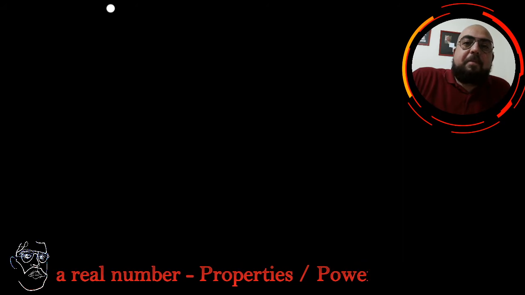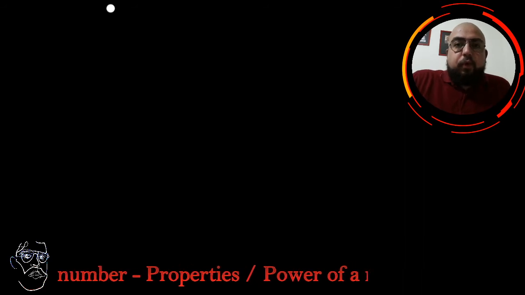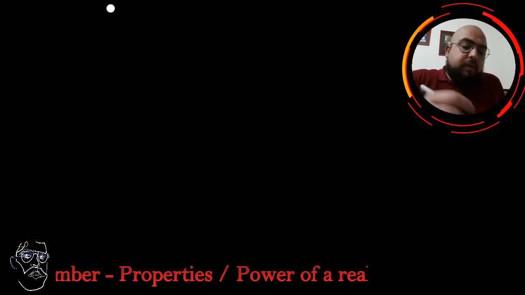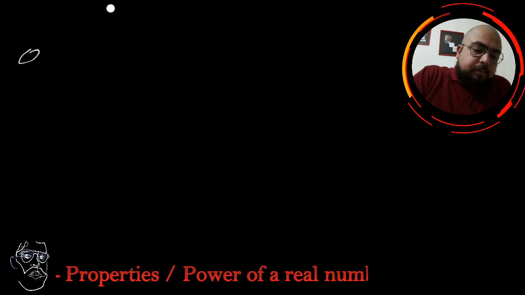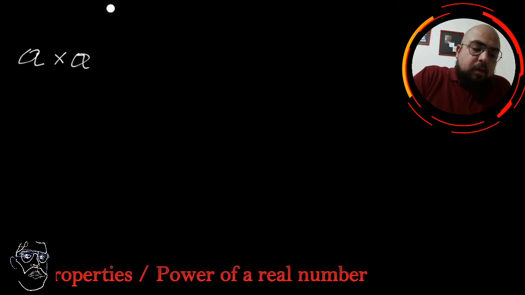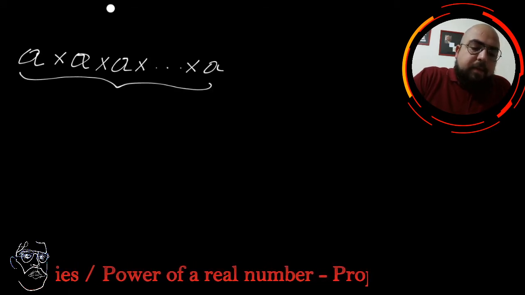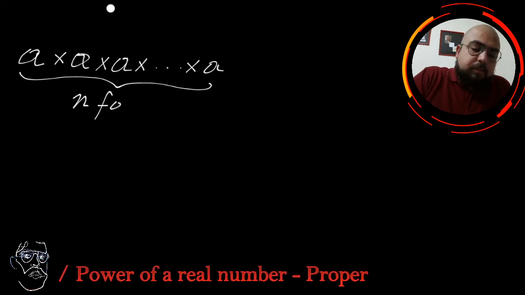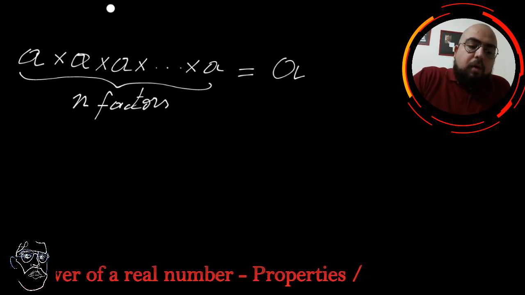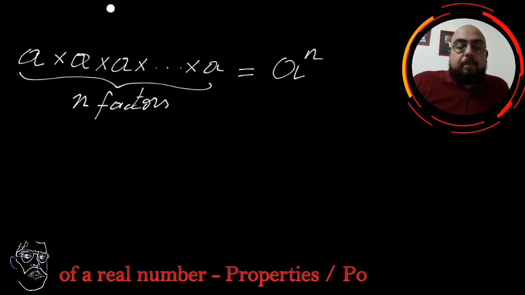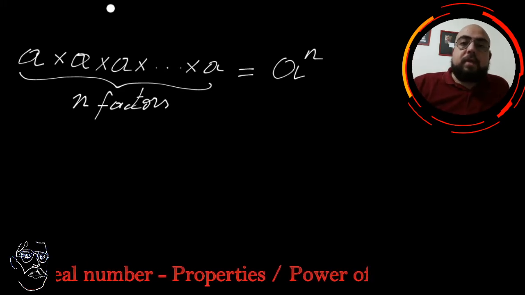Today I'm going to talk about the part related to power of real numbers. So, what do we mean by power of real numbers? Whenever we have a certain number, let's say that number is a, and a is multiplied by itself n times, n repetitions, let's say n factors, we will be able to talk about a to the power of n. So this is how you simplify this expression, which is a times a times a with n factors. You simply say it's a to the power of n.